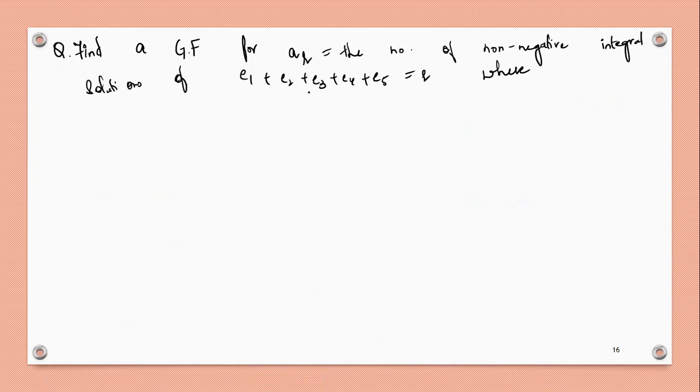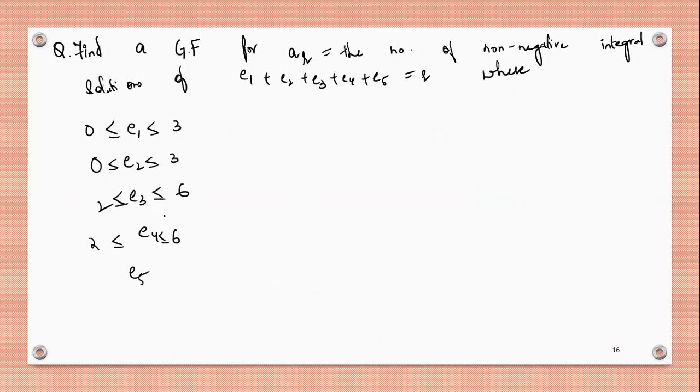Suppose we are given the equation in this way and the constraints are given as follows. E1 lies between 0 and 3. E2 also lies between 0 and 3. E3 lies between 2 and 6. E4 lies between 2 and 6, and E5 is odd and lies between 1 and 9.